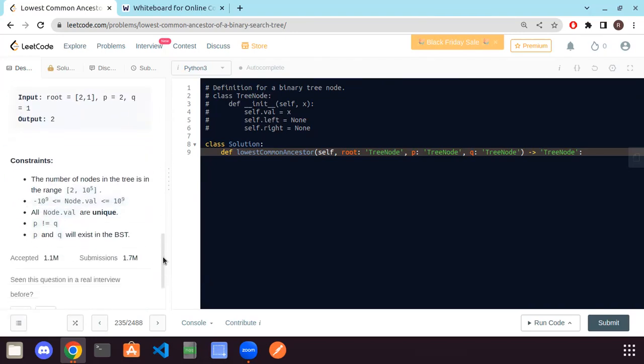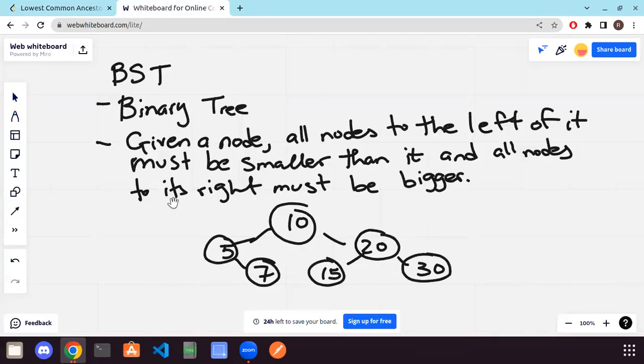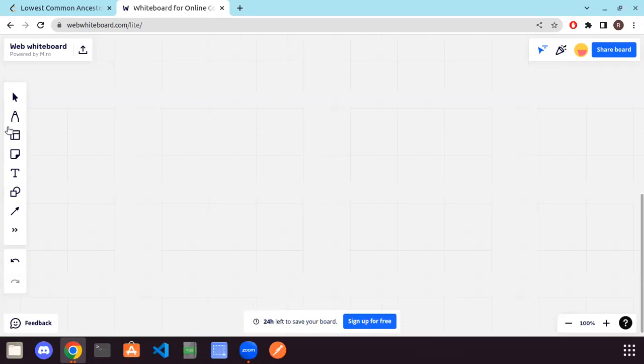And finally, at the bottom, there are some constraints. We know that there has to be at least 2 nodes in the tree. We know that all the node values are unique. We know that P is not equal to Q, and we know that P and Q will both exist in the BST. So let me go back here and let me solve this.